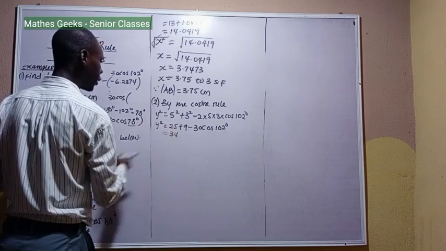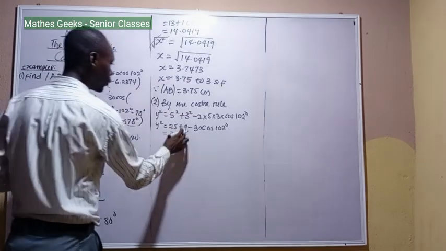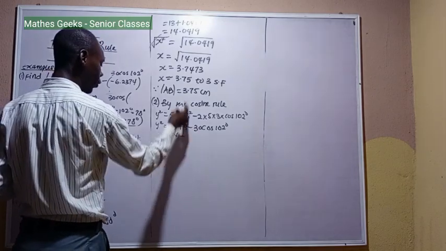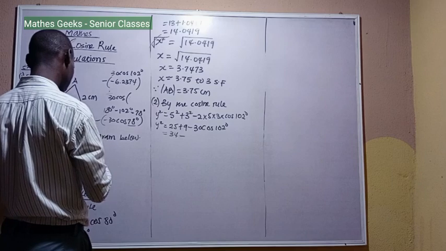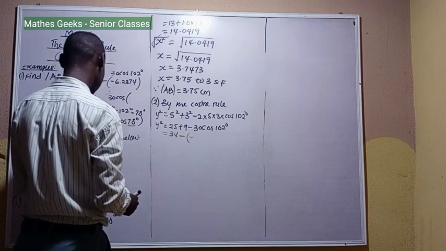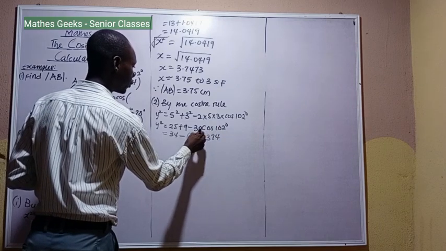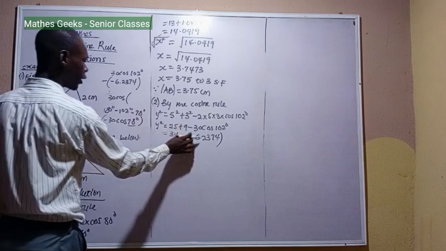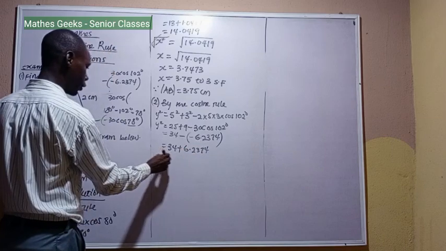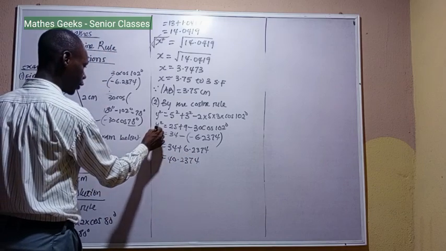Then plus, because of this angle, 30 cos 102. Let me put it here so that you understand. This is what we had before, and this is the sign that was here from the cosine rule. Now 30 cos 102 degrees from the calculator is minus 6.2374. Since it's negative, I close it in brackets: minus minus 6.2374. Minus times minus gives us plus, so 34 plus 6.2374 gives us 40.2374. And remember, this is y squared.